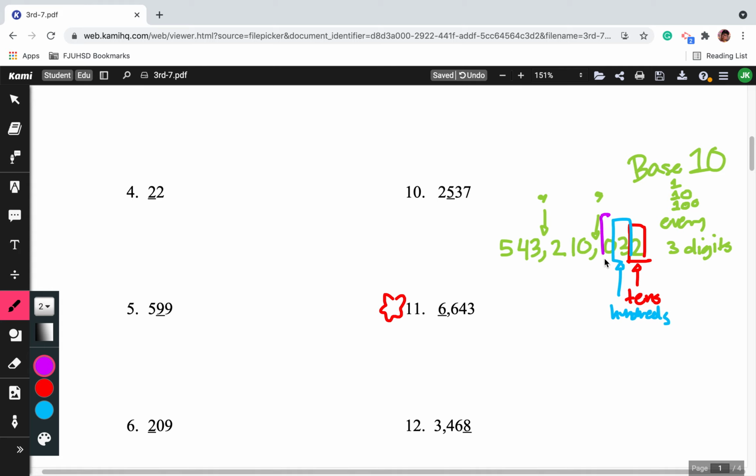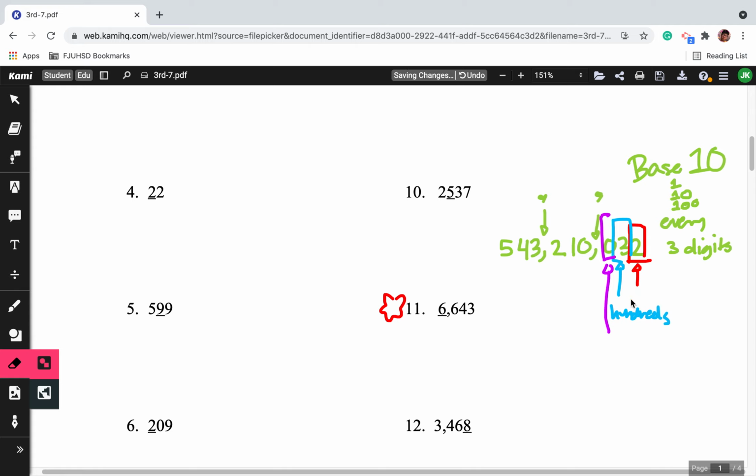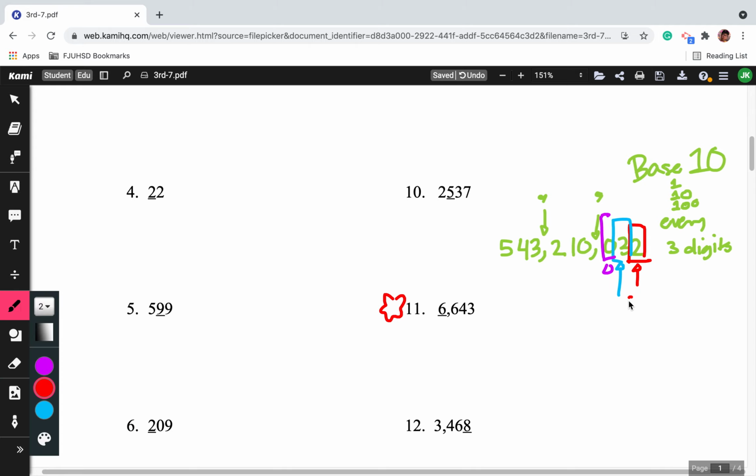And here is, wait, I am very wrong. This is incorrect. This is called the ones. And then this is called tens. I'm really off right now for some reason. I'm just not feeling it today. But this is the ones, tens, and the hundreds.